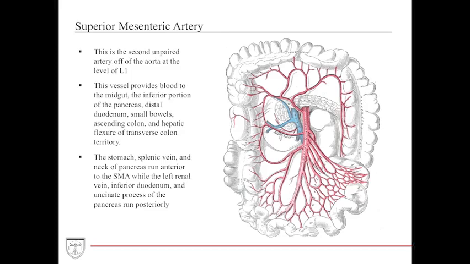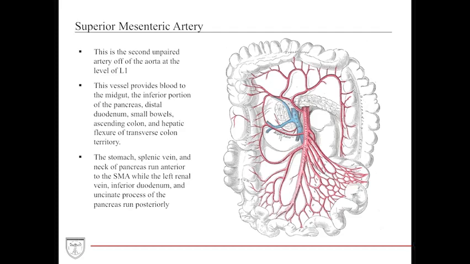So the superior mesenteric artery. This is the second unpaired branch off of the aorta and arises usually around the level of L1. It provides blood to the midgut, the inferior portion of the pancreas, the distal duodenum, the small bowels, including the jejunum and ileum, the ascending colon, and the region of the hepatic flexure of the transverse colon. The stomach, the splenic vein, and the neck of the pancreas run anterior to the SMA, while the left renal veins, the inferior duodenum, and the uncinate process of the pancreas run posteriorly.